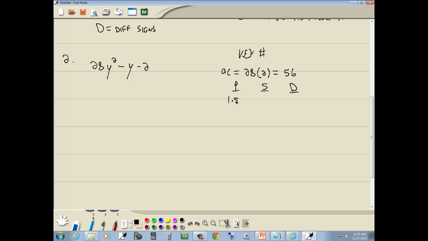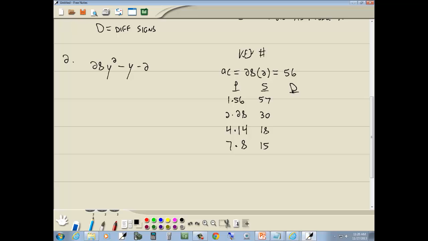We've got 1 times 56, 2 times 28, 3, no, 4 times 14, 5, no, 6, no, 7 times 8. I guess that's it. Then the S column, we're going to add these together. 1 plus 56 is 57, 2 plus 28 is 30, 4 plus 14 is 18, 7 plus 8 is 15.